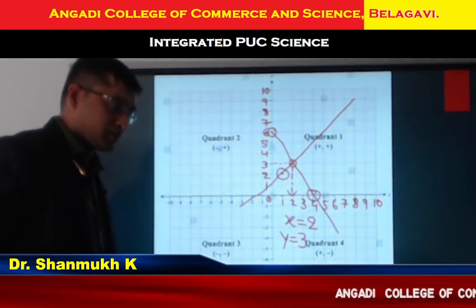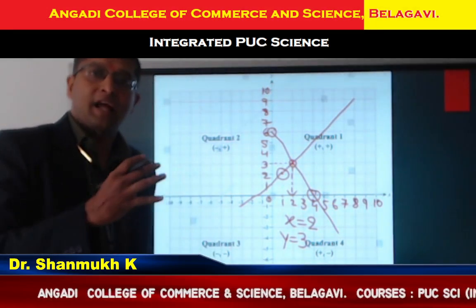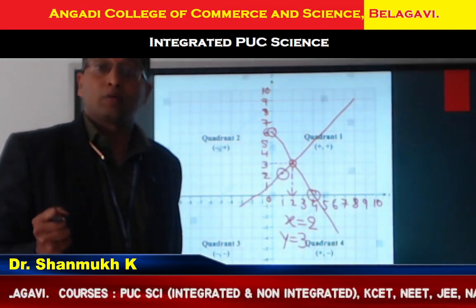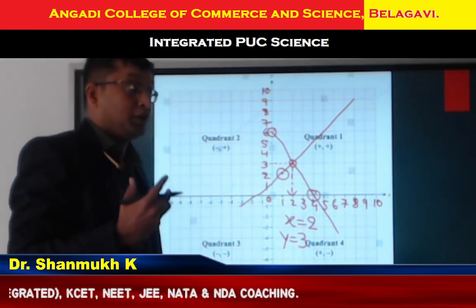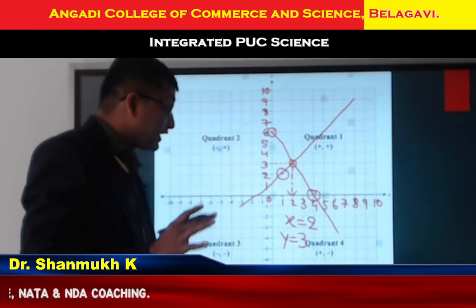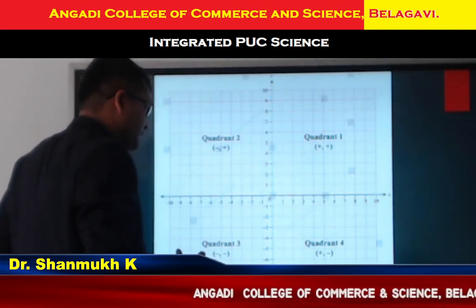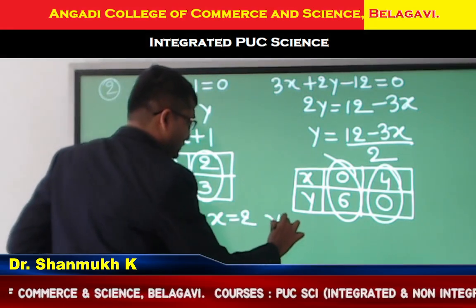One more thing, dear students. You draw all these things, and sometimes it comes to your mind whether you have solved it properly and correctly or not. Then here is a verification. Using verification, you can find out whether the solution is right or wrong. Here we got x equal to 2, y equal to 3.